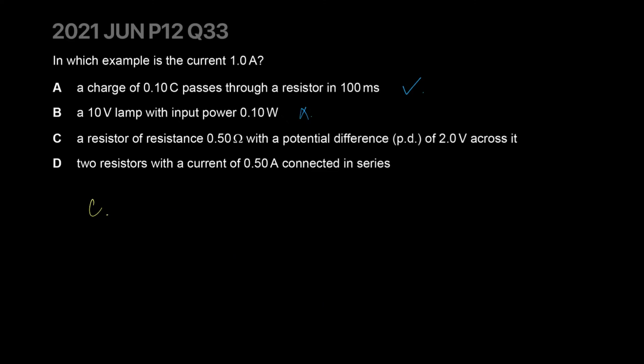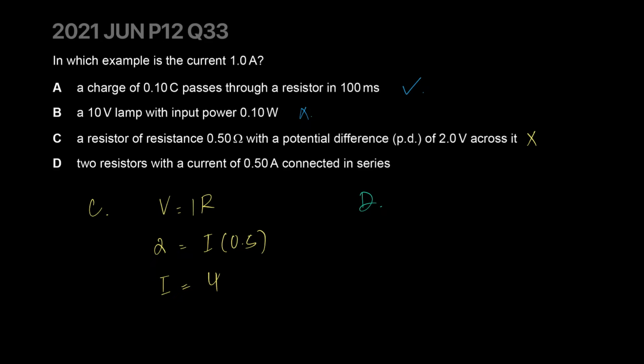With option C, we also see that V equals IR. The resistor has a potential difference, resistance 0.5, and the voltage is 2, so that makes I 4. So C is out, and that leaves D.